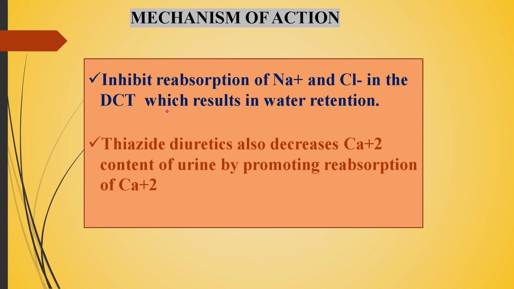Mechanism of action: they inhibit the reabsorption of sodium and chloride ions in the distal convoluted tubule, which results in water loss, and these diuretics also decrease the calcium content of urine by promoting reabsorption of calcium.